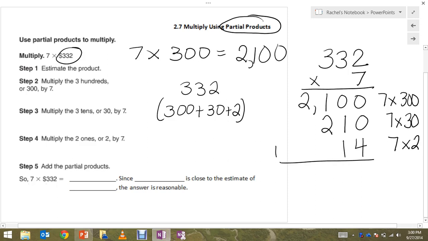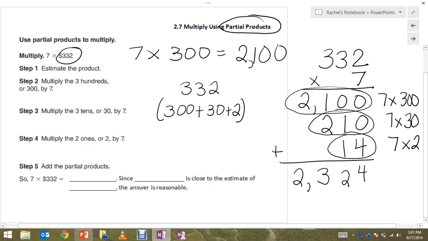So lining up all my 3 partial products, one underneath the other, I've already set up my problem so that I can add those 3 partial products and come up with my answer. These 3 numbers here would be inside our rectangle in the area model. And now we're just going to add.